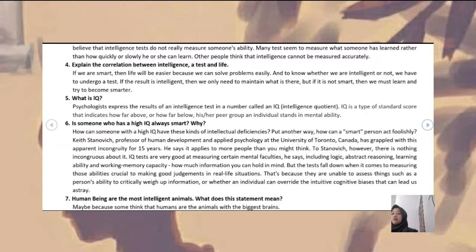7. Human beings are the most intelligent animals. What does this statement mean? Maybe because some think that humans are the animals with the biggest brain.